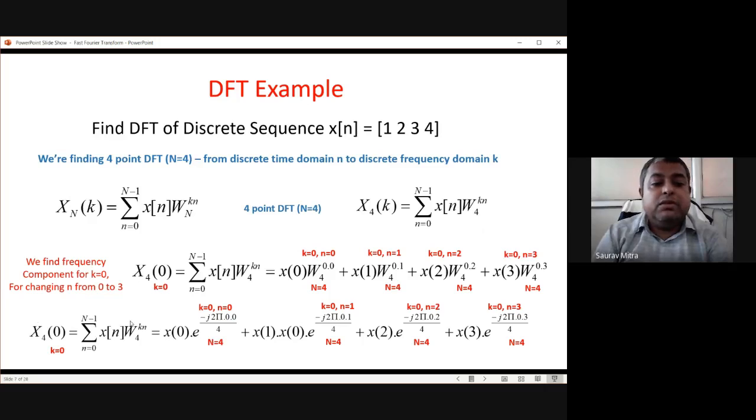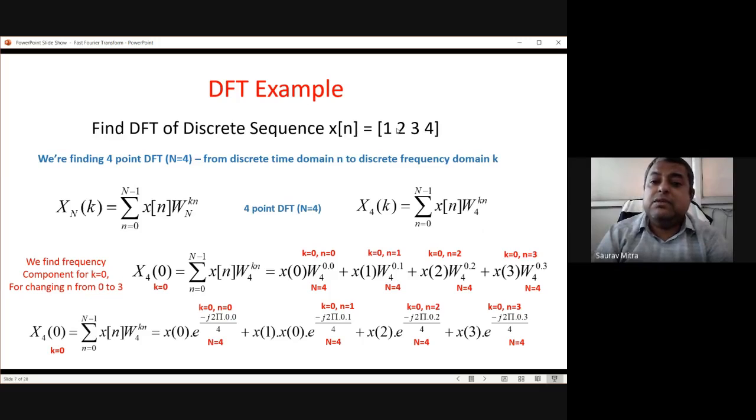Now there will be 4 outputs. There will be X0 for k equal to 0, X1 for k equal to 1, X2 for k equal to 2, and X3 for k equal to 3. So from X0 to X3 you have to calculate, because N is mentioned as 4. Calculate the 4-point DFT. This is 1 2 3 4.